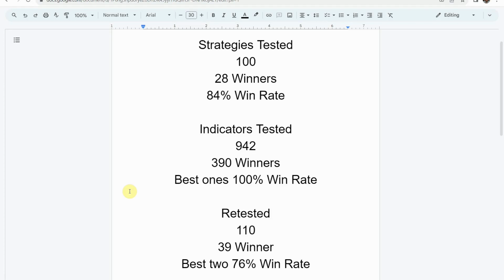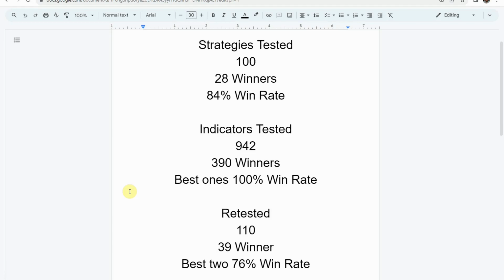We've also tested a total of 942 indicators, with 390 of them being winners. The best ones so far were able to achieve a 100% win rate. Now you need to go back and watch those videos to understand the context of how they were able to achieve that. So go back and watch those videos and see what you can get out of those winning indicators.